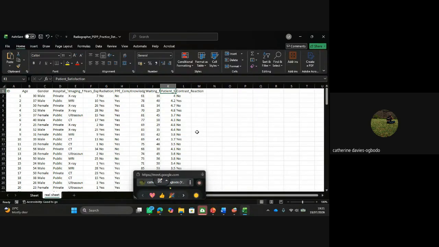What else? Hospital type is also categorical because it's private and public. Imaging modality is also categorical because it doesn't have an order in itself, like this one goes before that one, but it's in categories because it can be divided. So x-ray, MRI, ultrasound, CT, the different types of imaging modalities, those are what we call categorical data. And yes and no questions are also categorical data. True or false questions are also categorical data.